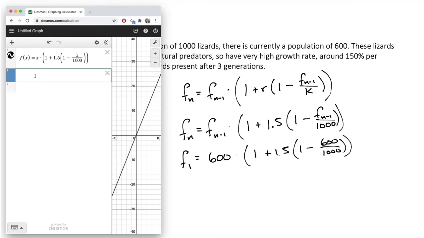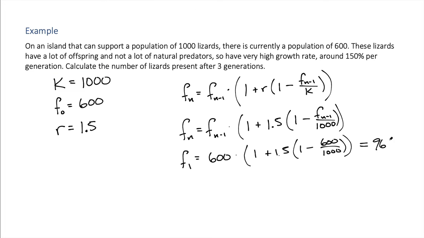But now what we can say is, well, to get my next one, I'm going to put it in a table. I've got my x1, and instead of y1 here, I'm going to do f of x1. Okay, that's going to go ahead and compute each number for me. So I plugged in 600. And look, my lizard population has jumped to 960. So that's my F1, 960.